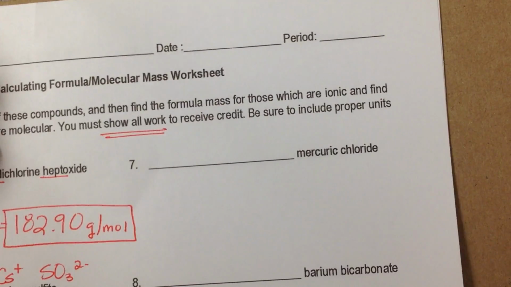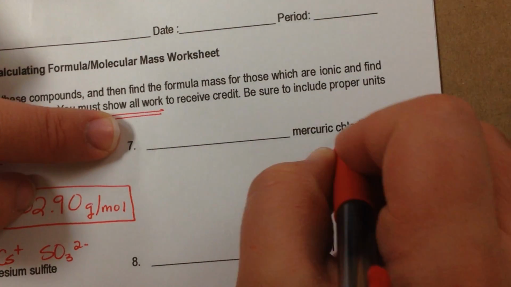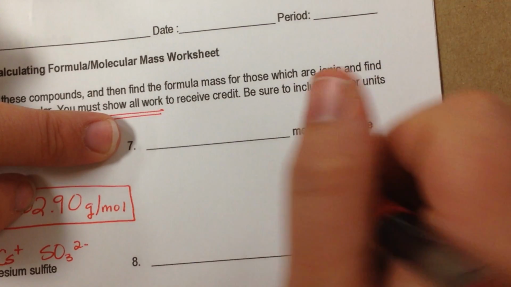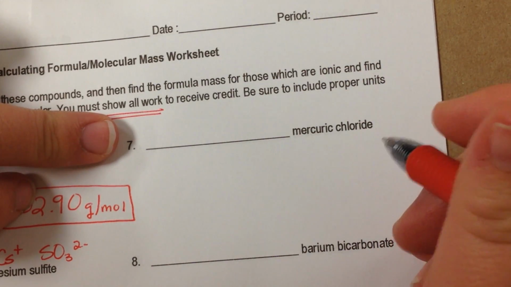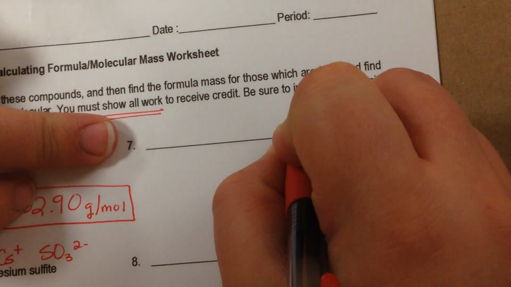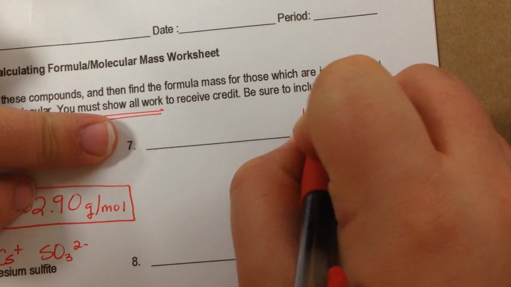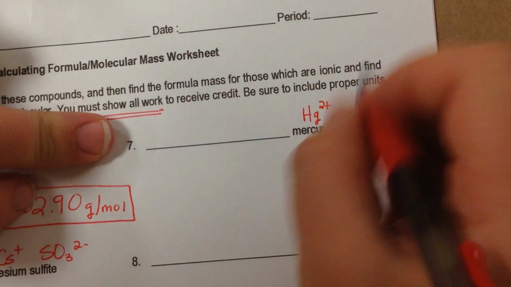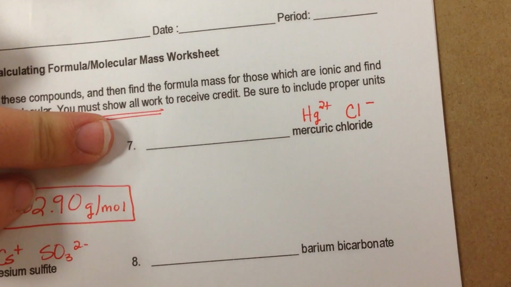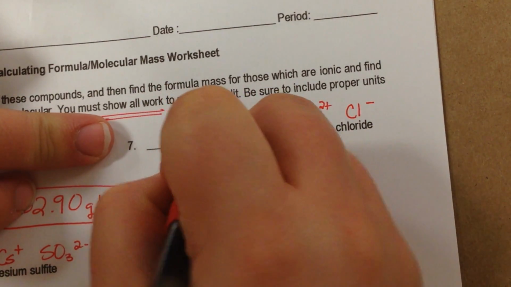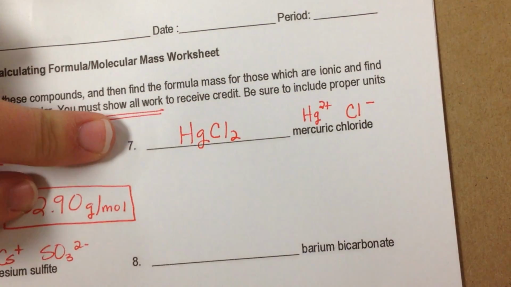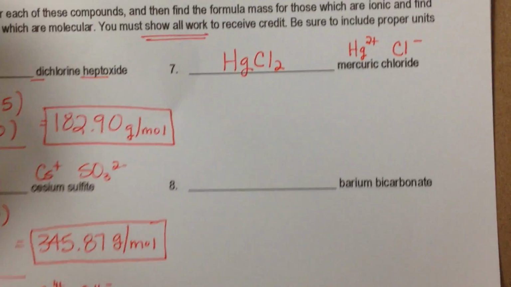Number 7, mercuric chloride. Mercuric is mercury in the highest state, mercury 2+. So Hg2+. Chloride, we can look straight from the periodic table. And then when we crisscross those, we get HgCl2.